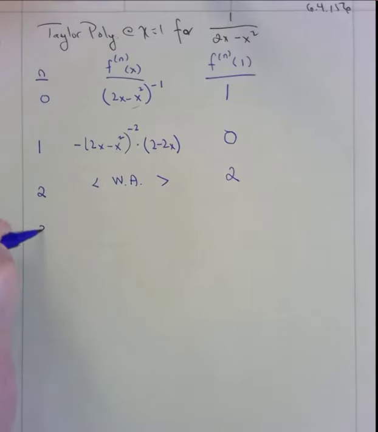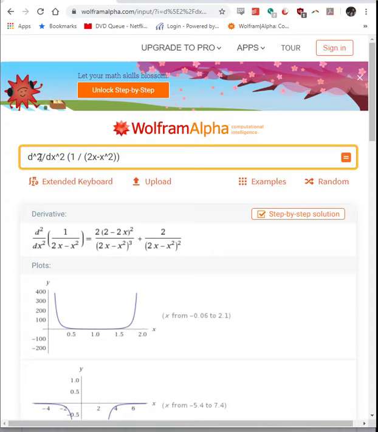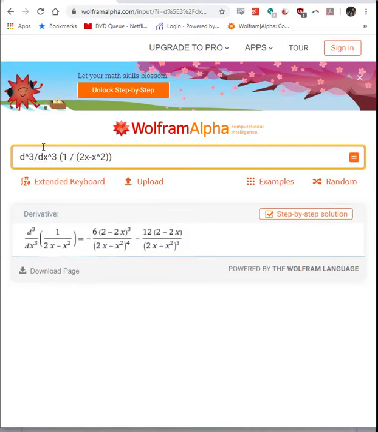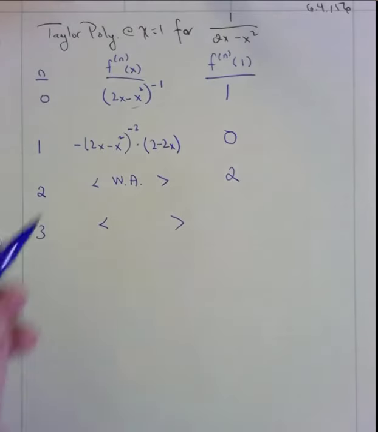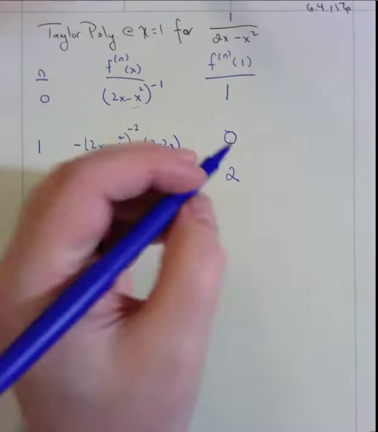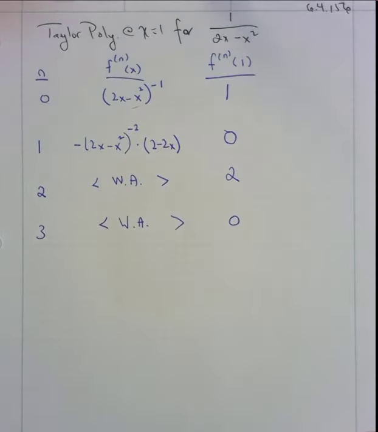Let's try that third derivative. Let's head back to Wolfram Alpha here. Let's change this to a third derivative. And then we see on the screen the horrible third derivative of this function. However, again, when we plug in x equals 1, that term 2 minus 2x in the numerator appears in both of those messy fractions, which means both of those are going to turn into 0 when we plug in x equals 1. So back here again, we're not going to write that derivative down, but we do know that when we plug in x equals 1, we get 0. Okay, let's try the fourth derivative.